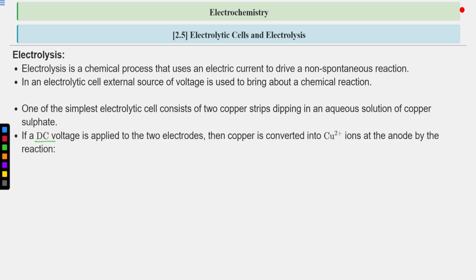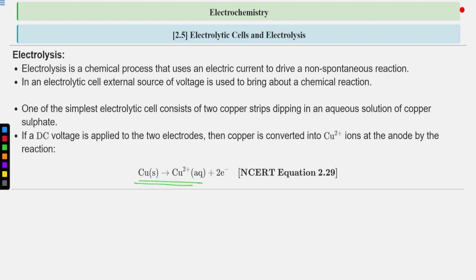Now, if a direct current voltage is applied to the two electrodes (DC represents direct current), then the copper is converted into Cu2+ ions. That means the metal will convert to the ion at the anode by the reaction Cu giving us Cu2+ plus 2 electrons. That is the oxidation reaction which is happening at the anode of the cell.